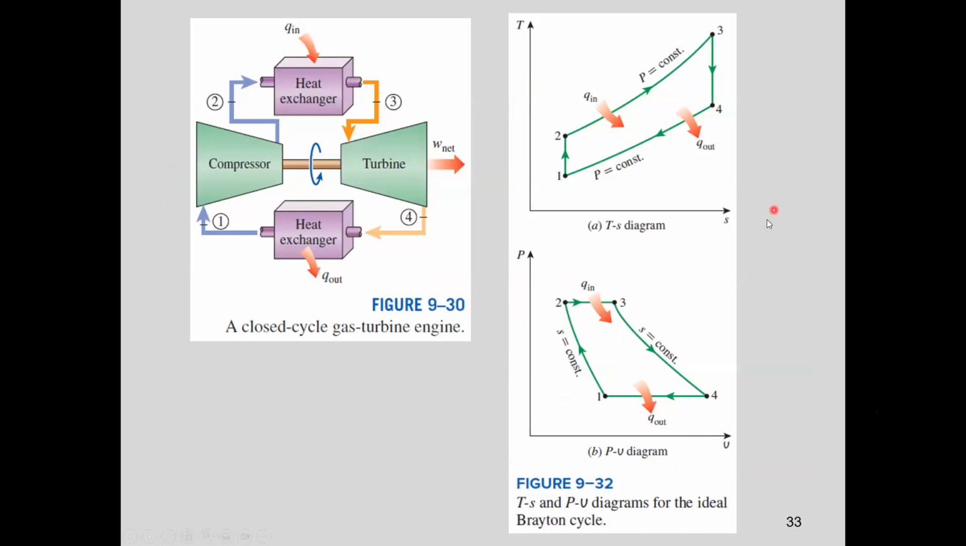Okay, so let's look at TS and PV diagrams for this closed cycle gas turbine engine, or the Brayton cycle. So on the TS diagram, process 1-2 is isentropic compression. It is reversible and adiabatic, so entropy is constant. Process 3-4 is isentropic expansion, reversible and adiabatic, entropy is constant. 2-3 is heat addition at constant pressure, 4-1 is heat rejection at constant pressure. Similarly, on the PV diagram, the same processes are shown. You can see the constant pressure heat addition process here, constant pressure heat rejection process here.